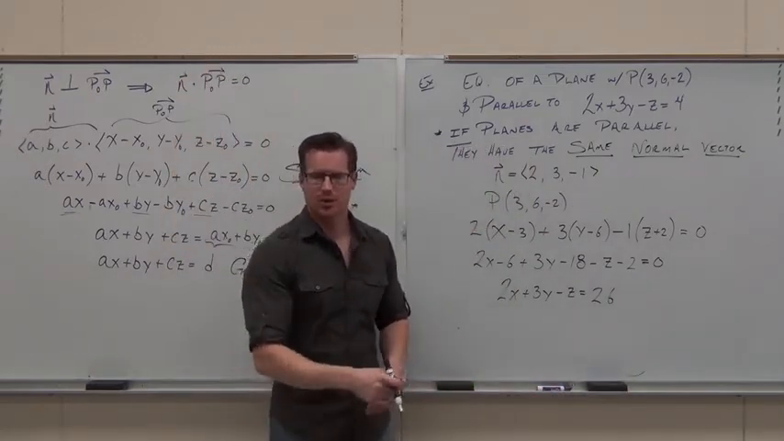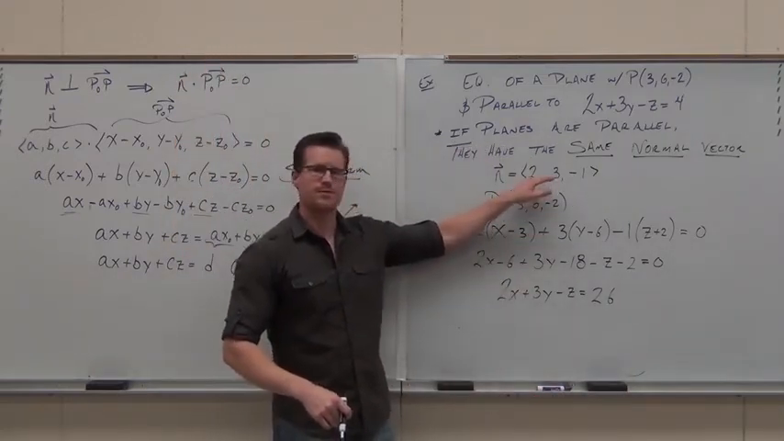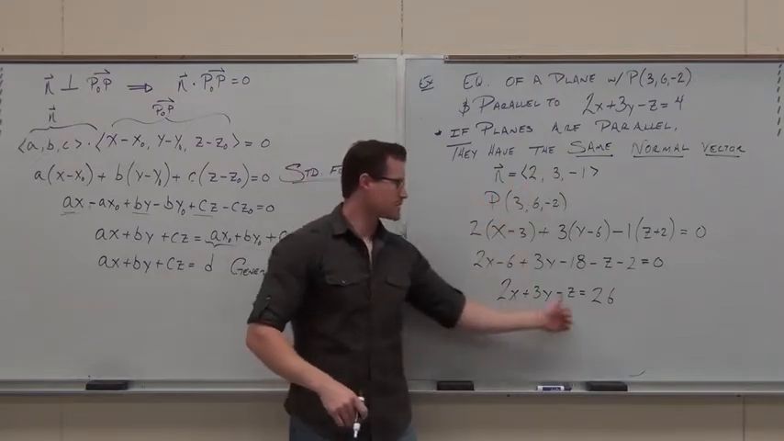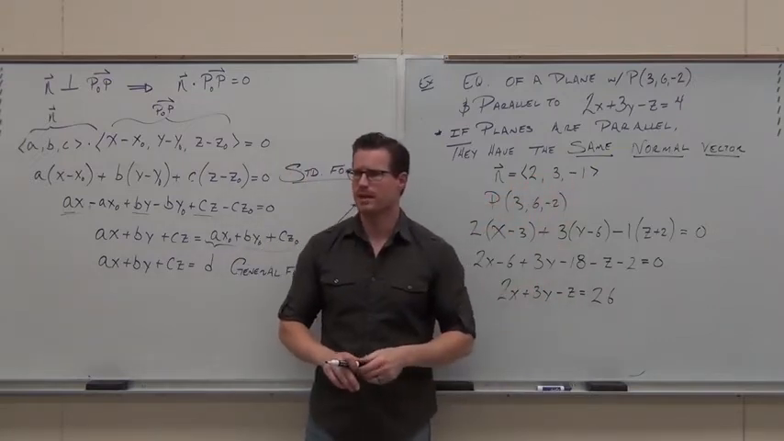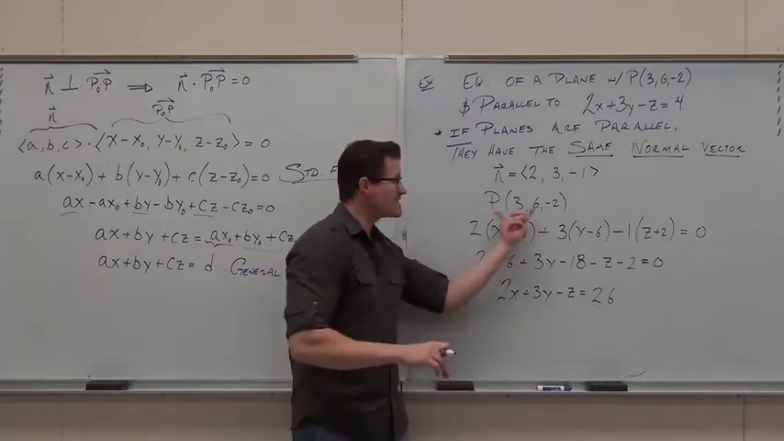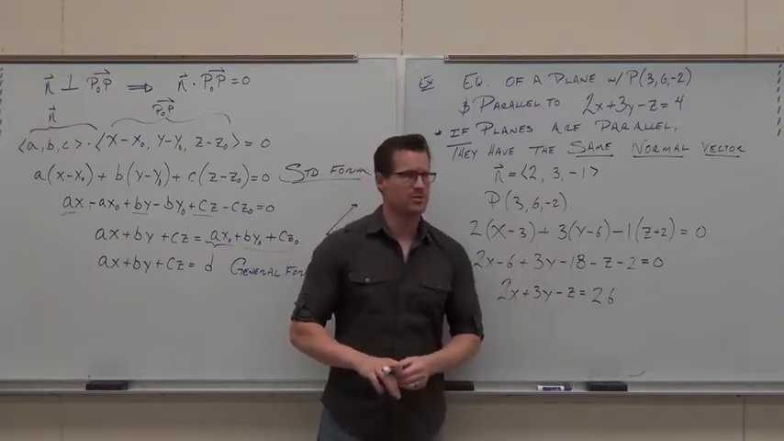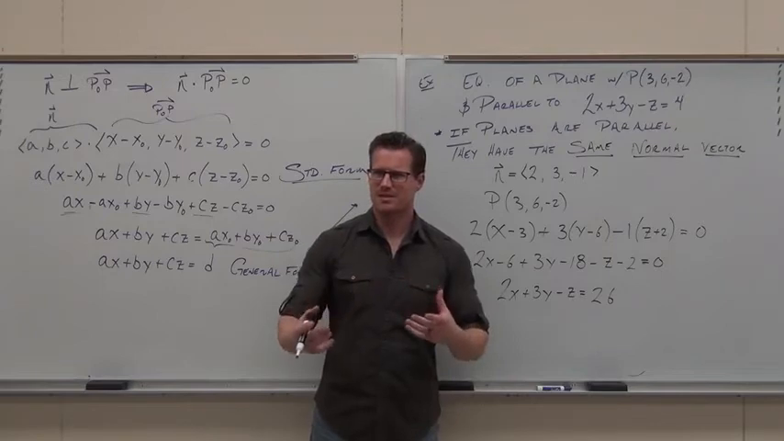Hey, here's a way to check your work. Look here, look at the vector you use for your normal. If you don't have the same exact numbers, you've done something wrong. That's how to check your work really fast. If you have these numbers in these spots, you've done something majorly wrong. Did it make sense to you?